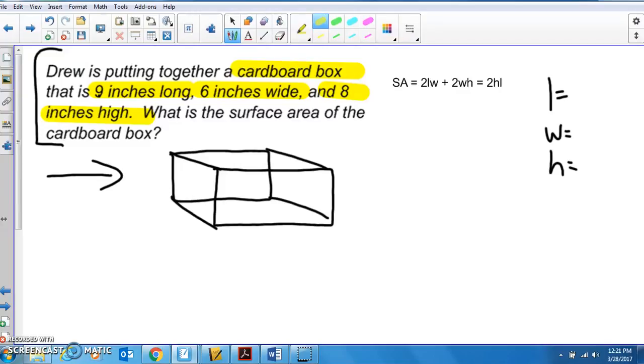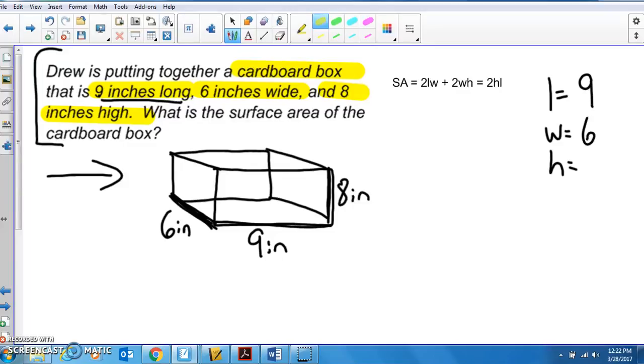I've drawn it here, and all I'm going to do is substitute my numbers in. It says that it's 9 inches long, so I'm going to put 9 right here. That represents my length. 6 inches wide, so the width represents front to back. So I'm going to put 6 right there. And my height is 8 inches from top to bottom. So I'm going to put 8 right there. Now, on the right side for my L, W, and H, for length, width, and height, I'm going to substitute the numbers in. It tells us it's 9 inches long, 6 inches wide, and 8 inches high. And now all I have to do is substitute them into the formula.